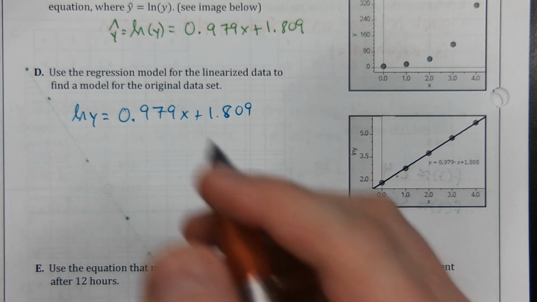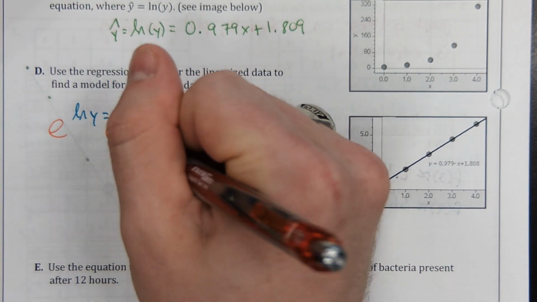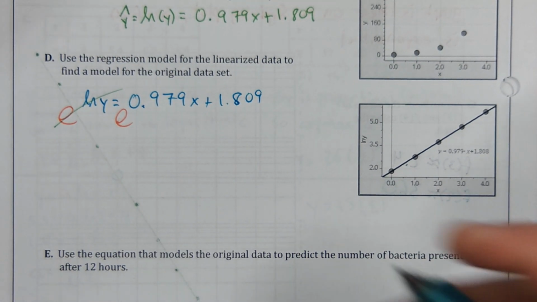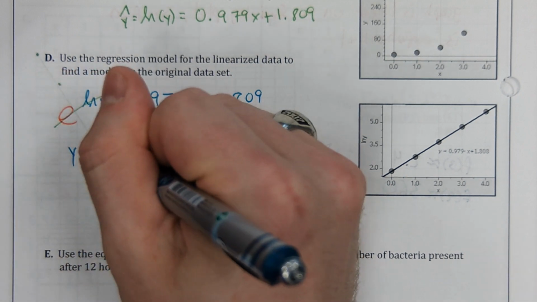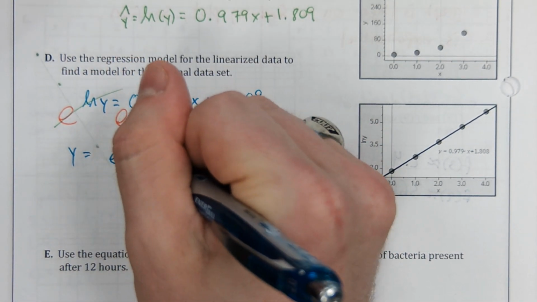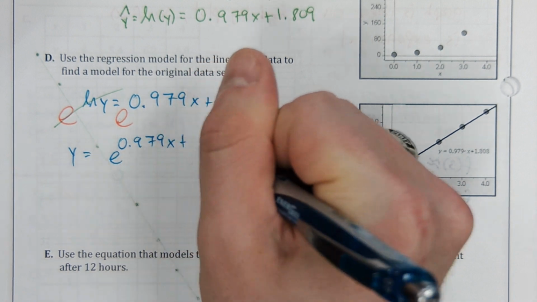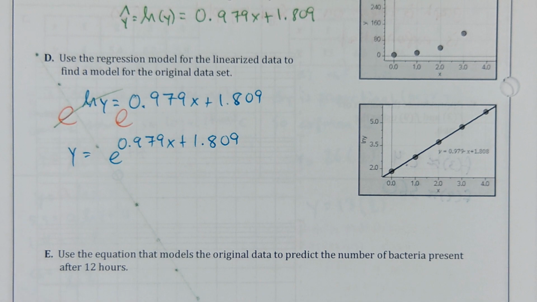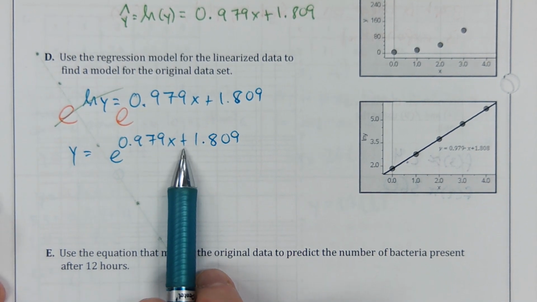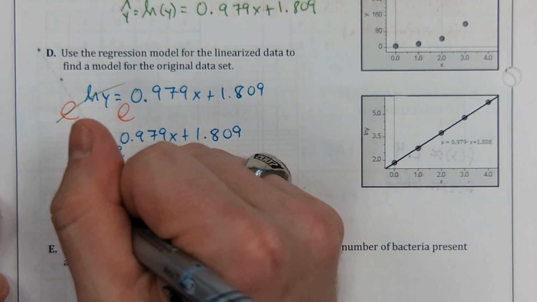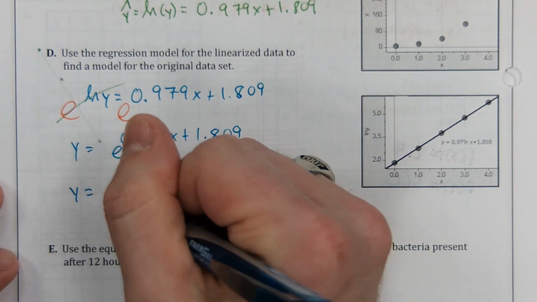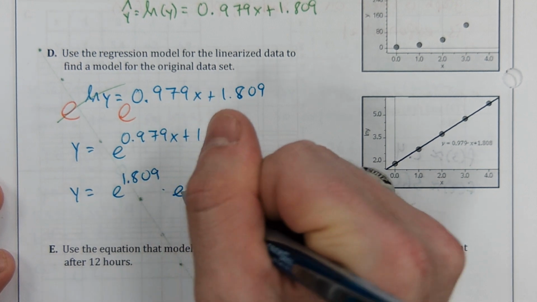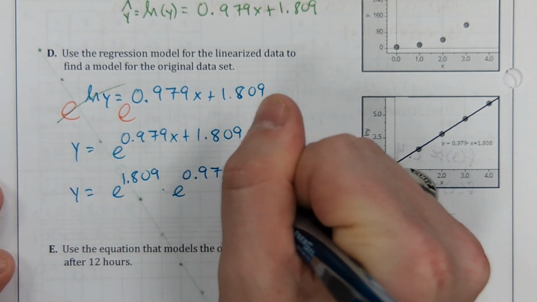Base e. We're going to use exponential base e on both sides of the equation. These cancel each other out. And I'm left with y equals e raised to the 0.979x plus 1.809. But this allows us to play a game of exponents. Look, I have addition in my exponents. That means I was actually multiplying numbers that had the same base. e to the 1.809 times e to the 0.979x.